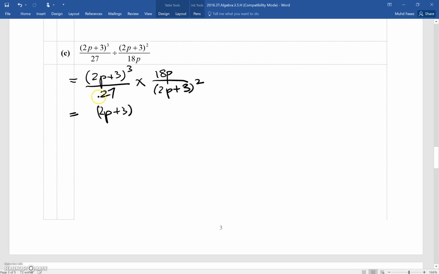Okay, how about the 27 and the 18? That will be 3 and that will be 2. Okay, so there is 2 here and the p and over 3. Okay, and that is the final answer. You can now go on to do try it too.